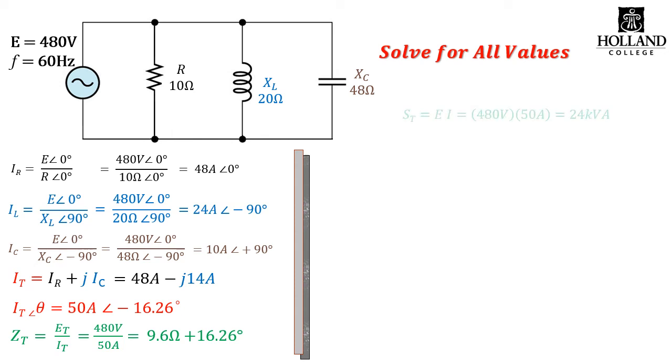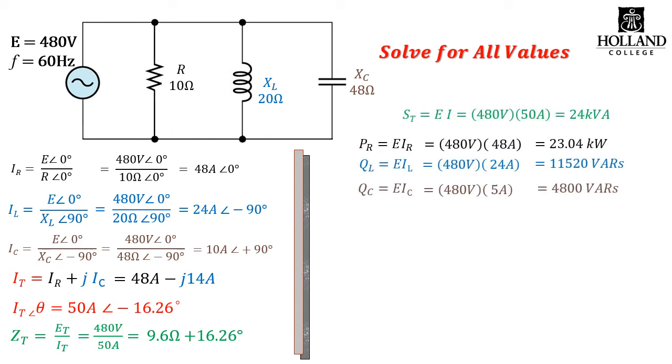Now that we have all our currents, we can calculate out all our powers. Our total apparent power is 24 kVAs. True power, 23.04 kilowatts. Our inductive power, 11.52 kVARs. And our capacitive power is 4.8 kVARs.